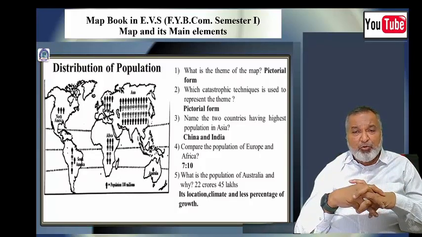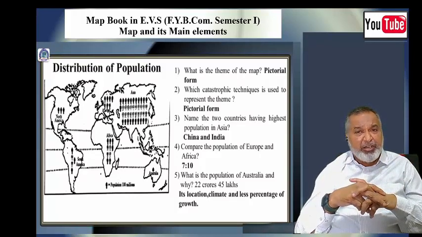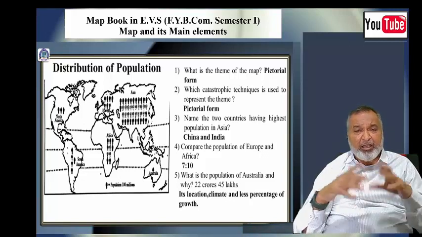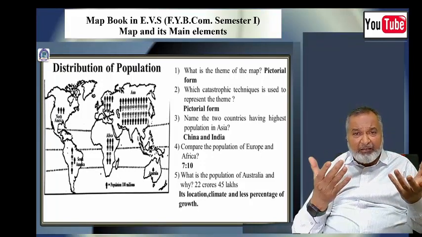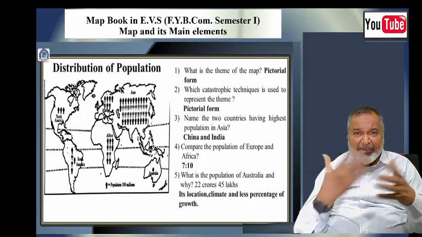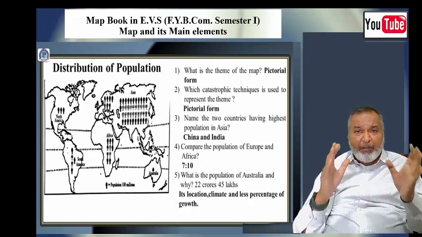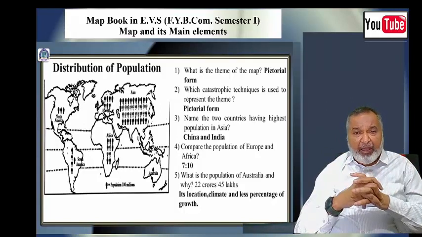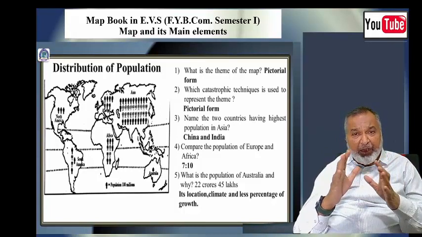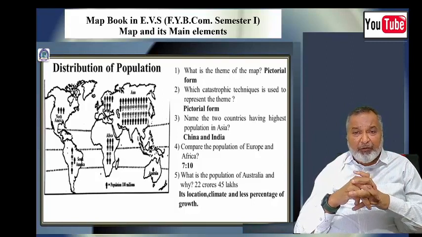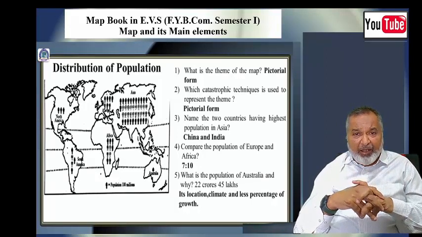Name the two countries having the highest population in Asia: China and India. Now, in 2023, India has surpassed China, and India is number 1 and China is number 2. Compare the population of Europe and Africa, 7 to 10. What is the population of Australia and why?